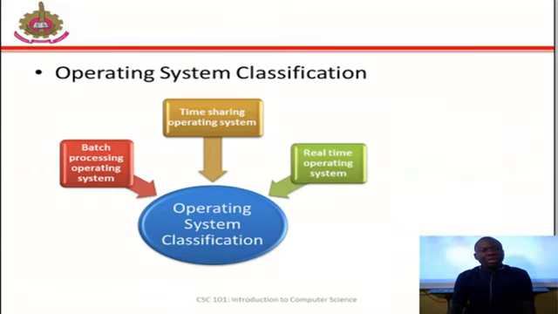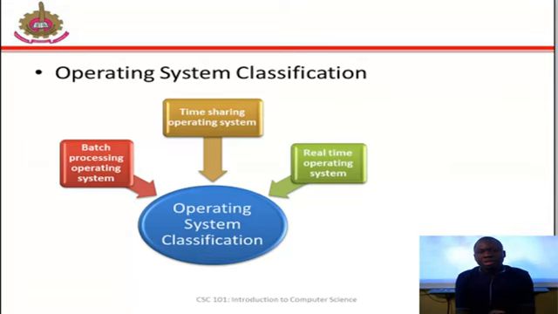Now, let's look at operating system classification. This can be further divided into three: batch processing operating system, time-sharing operating system, and real-time operating system. Batch operating system. In a batch operating system environment, users submit jobs to a central place where these jobs are collected into a batch and subsequently placed on an input queue at the computer where they will be run.